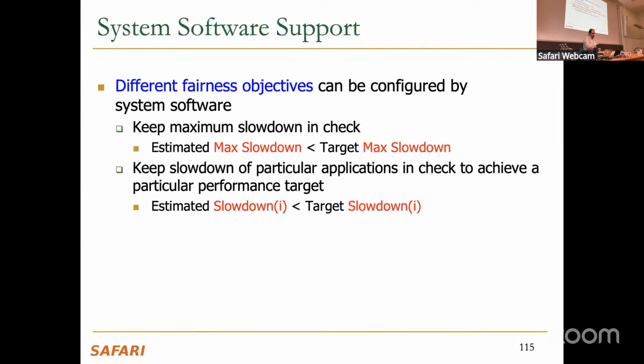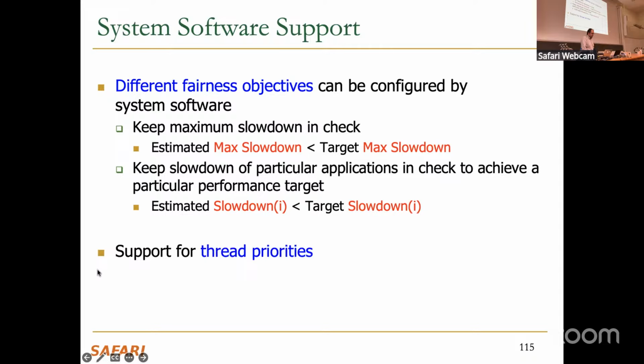But this also needs system support. Different fairness objectives can be configured by system software. Keep maximum slowdown in check. Basically, we want to have estimated max slowdown less than target max slowdown for the fairness technique. And we want to keep the slowdown of a particular application in check to achieve a particular performance target. Remember about quality of service. There might be some application that you specifically want to have their slowdown less than some amount. So we need to do this estimation, and that should be less than target slowdown.